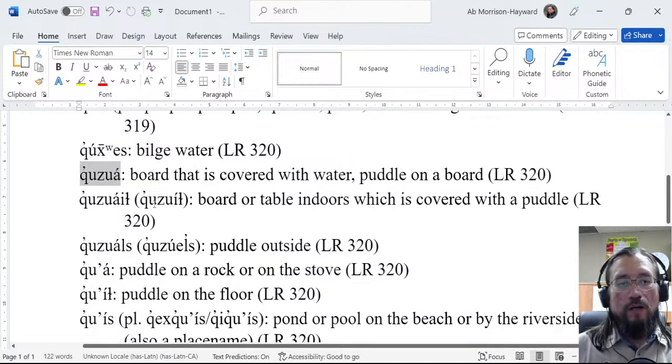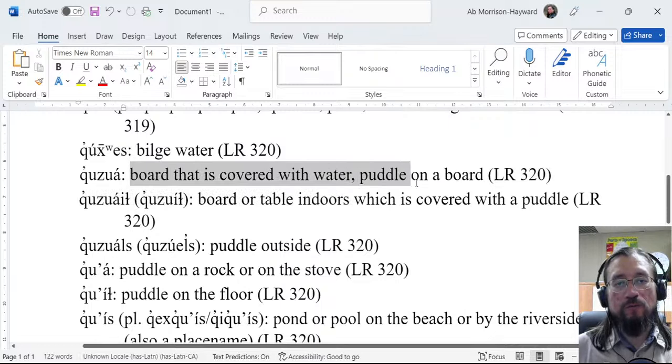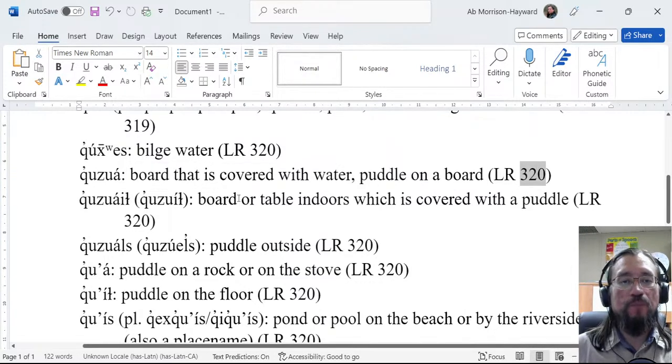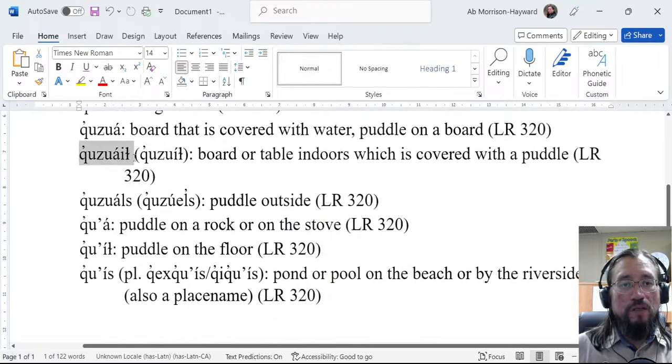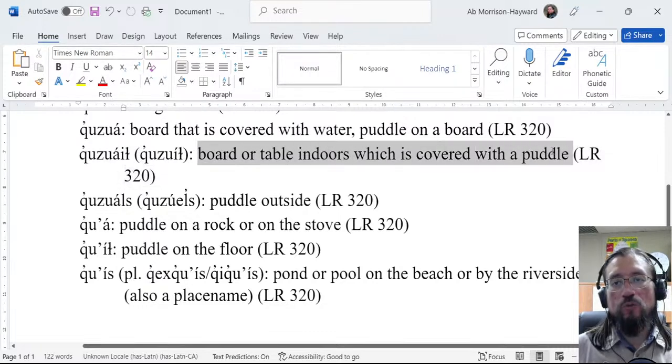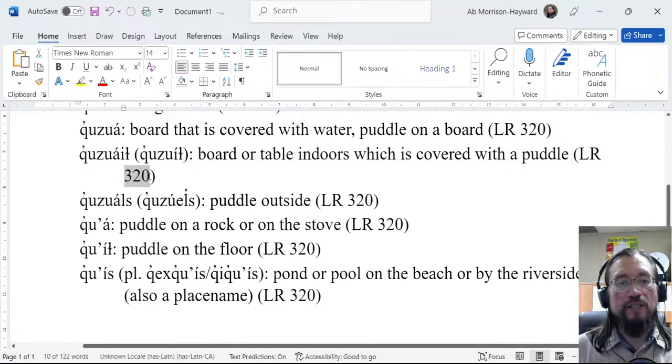The next word is k'ojua. K'ojua means a board that is covered with water, a puddle on a board, also on page 320. Next up is k'ojueth. There's actually two ways of saying this. You could also say k'ojuith. Either of those pronunciations is acceptable, and this refers to a board or table indoors which is covered with a puddle. And this is on page 320.